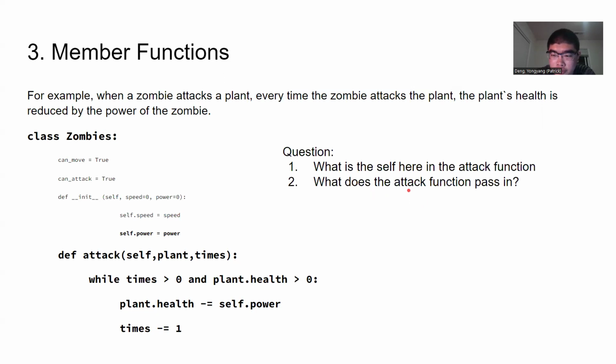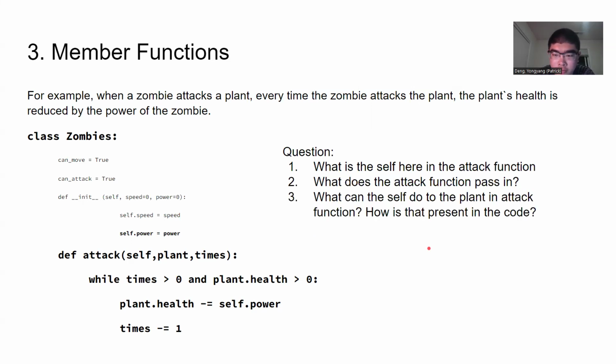And what does the attack function pass in? It passes in self. It's important, like we are trying to say, oh, zombie, so it refers to the zombie, and plant is a plant object the zombie is trying to attack. So the times is how many times the zombie attacks the plant. You may attack the plant once, twice, maybe 3 times, 4 times, etc., until the plant is dead, or until the zombie is dead, maybe.